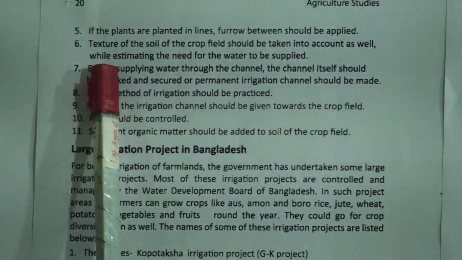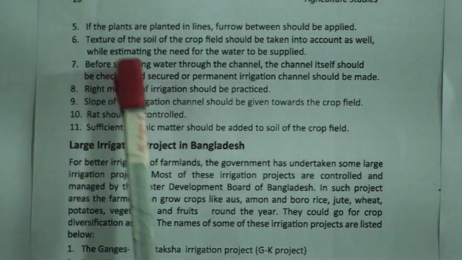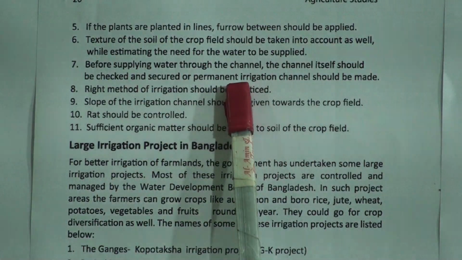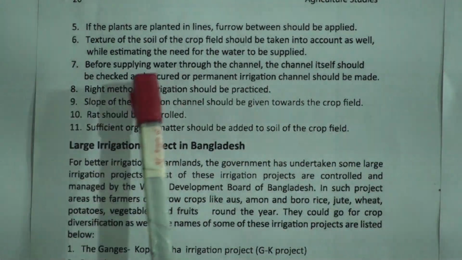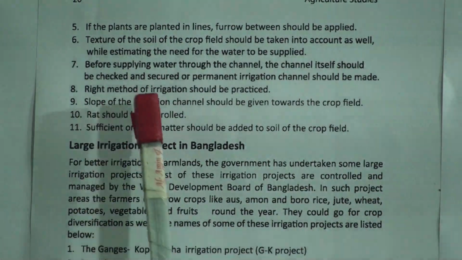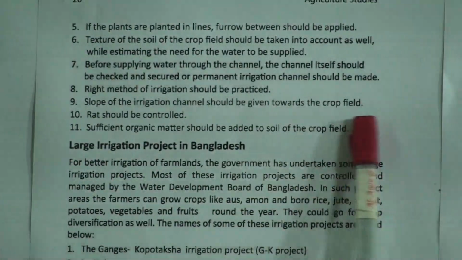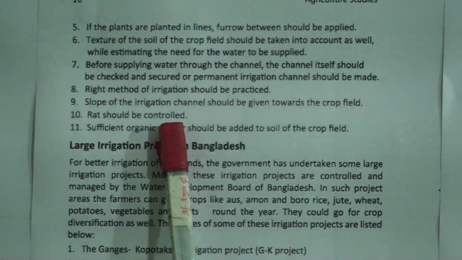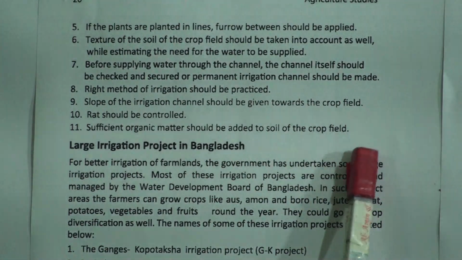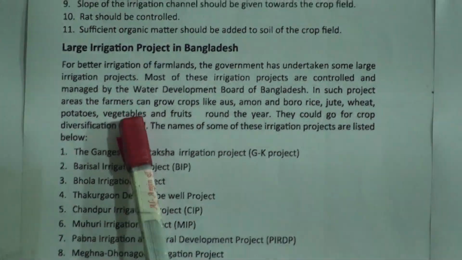Number 6. Texture of the soil of the crop field should be taken into account as well, while estimating the need for the water to be supplied. Before supplying water, the channel itself should be checked and secured, or a permanent irrigation channel should be made. Right method of irrigation should be practiced. Slope of the irrigation channel should be given towards the crop field. Rats should be controlled. Sufficient organic matter should be added to soil of the crop field. So all these are the points for increasing the effectiveness of irrigation.